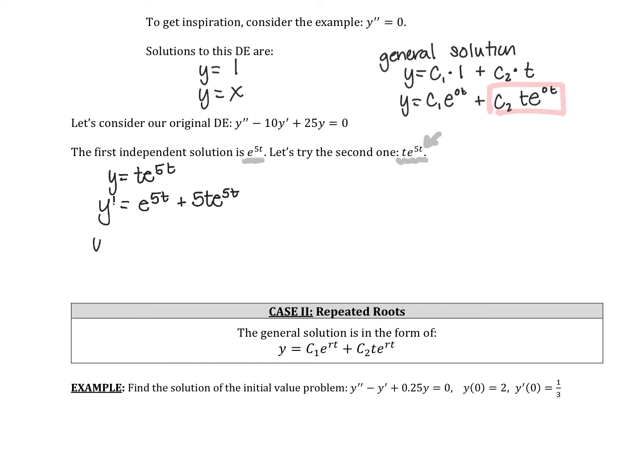And y double prime, e to the 5t stays, or it would be 5e to the 5t. Let's do good derivative work. Plus, now I need to use the product rule. So derivative of the first would be 5 times e to the 5t, plus the derivative of the second would be 5 times 5te to the 5t. So we get 10e to the 5t plus 25te to the 5t is my y double prime.